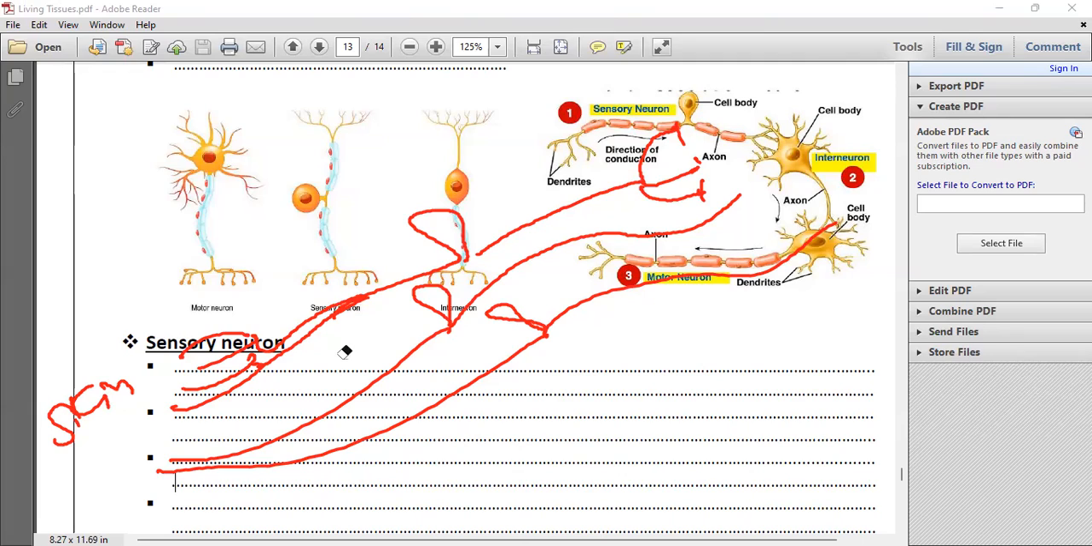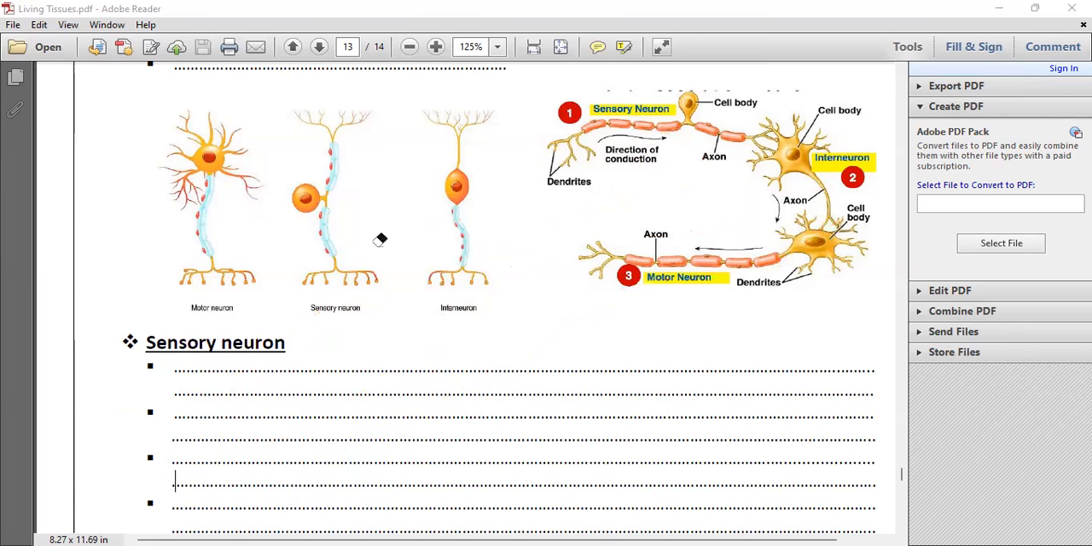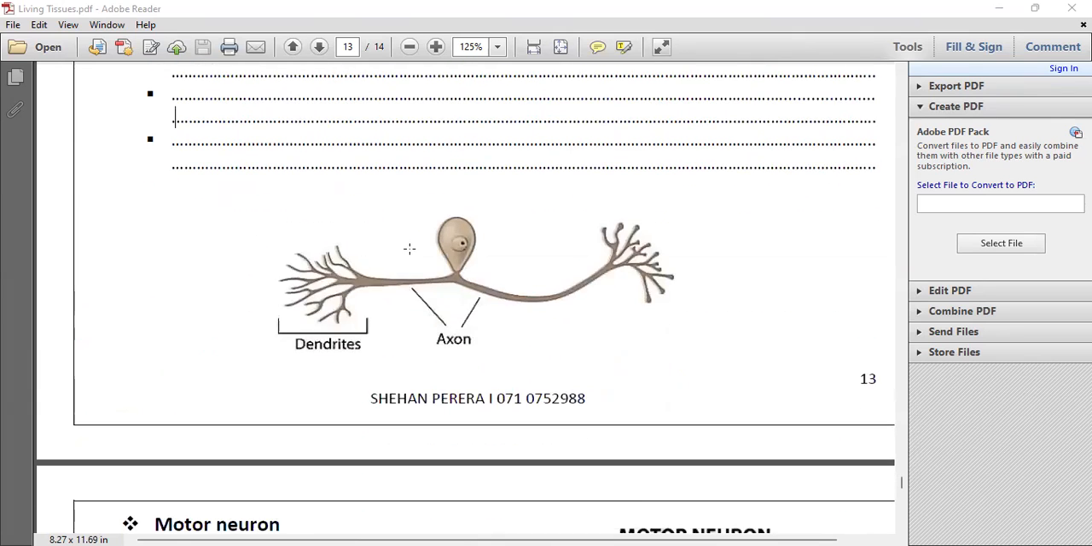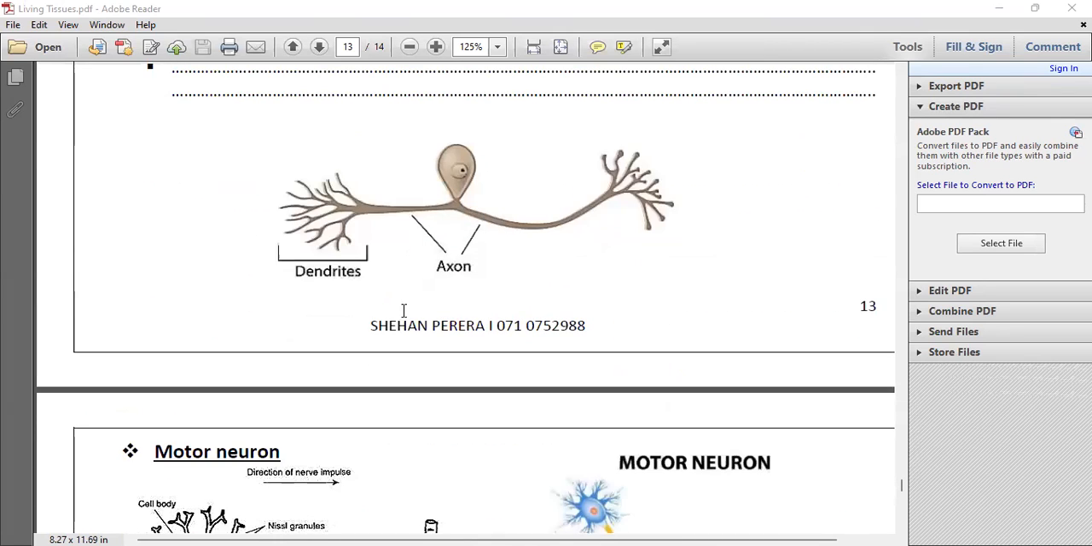Dendrites of a sensory nerve are connected. So here is a sensory nerve. Here are the sensory nerve dendrites. These are connected to sensory organs.